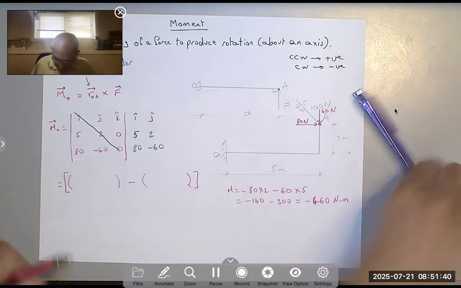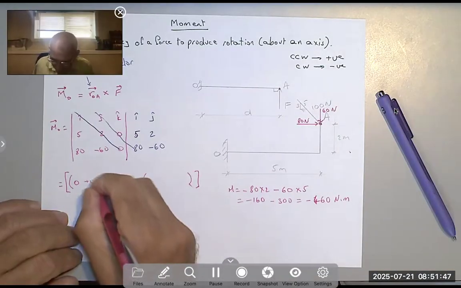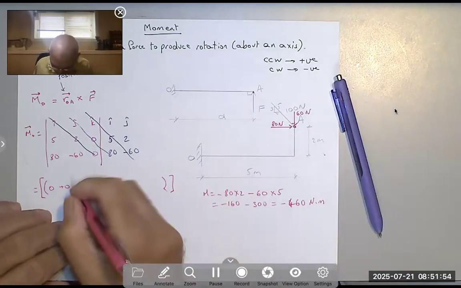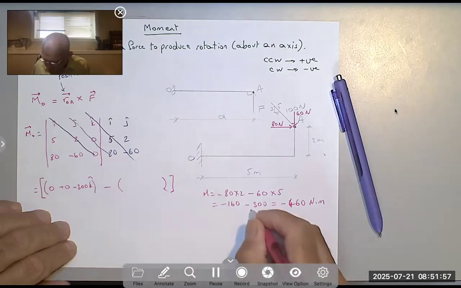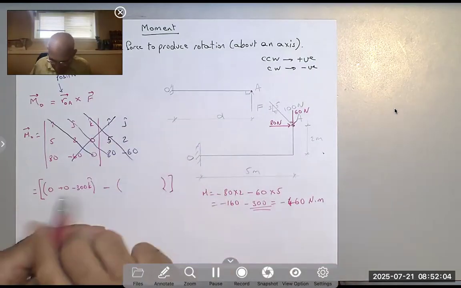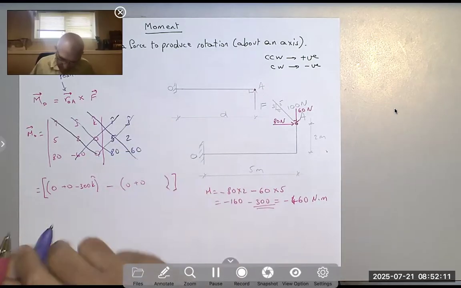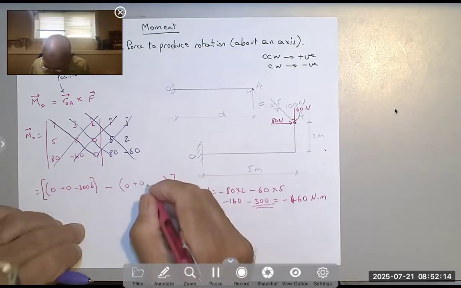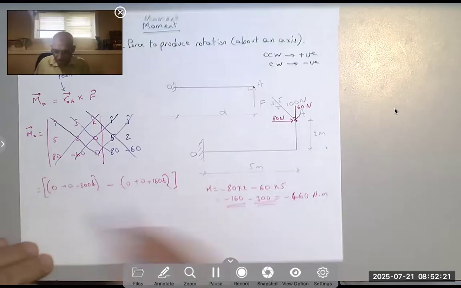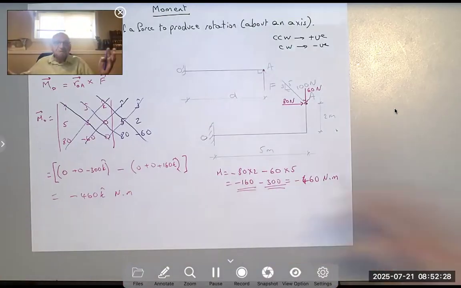I get 0I plus 0J, negative 60 times 500 times 5 is negative 300K. Negative 300K, which is this guy. And then you say minus. You go in this direction, 0I, 0J, 160K. Negative times positive is negative 160, negative 160. So when you do the math, you'll get negative 460K Newton meter. Very simple, right?